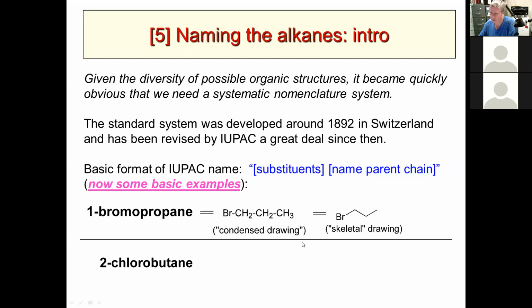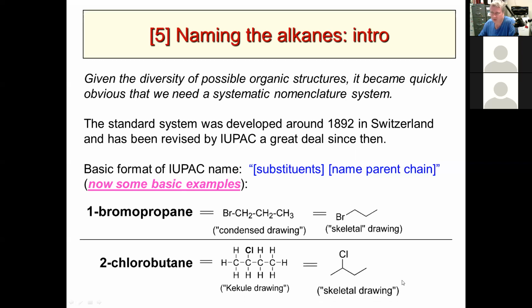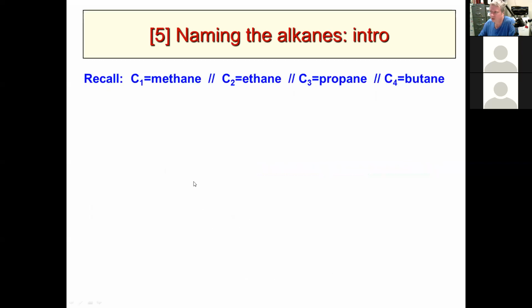2-chlorobutane, what do you think? It's 4 carbons on butane, the chlorine's on number 2. There we go. Kekulé shows all the lines, but we really love skeletal. So yeah, there we go. So far so good. These are your first IUPAC naming examples. Recall methane, ethane, propane, and butane, okay?